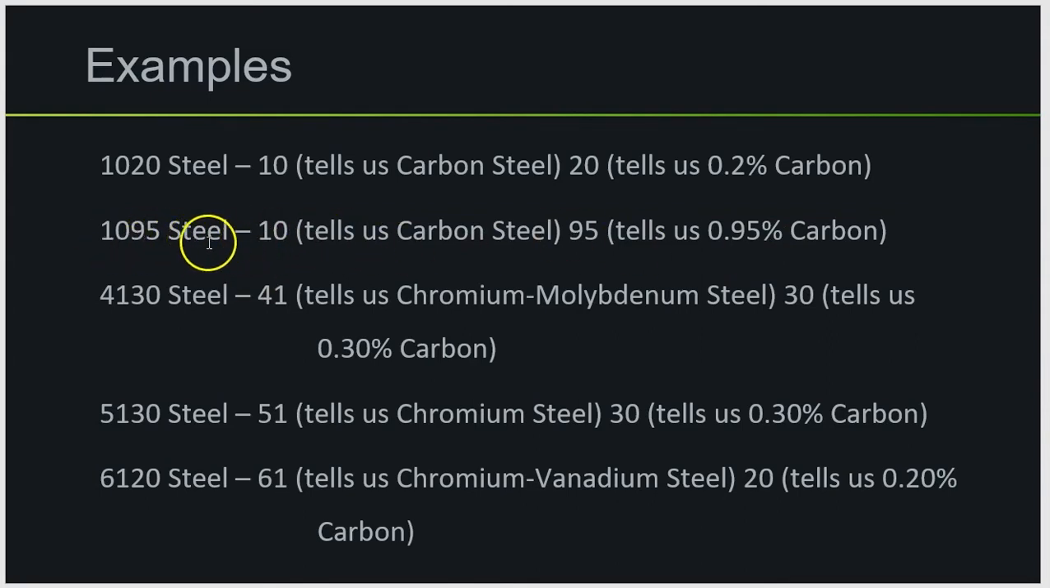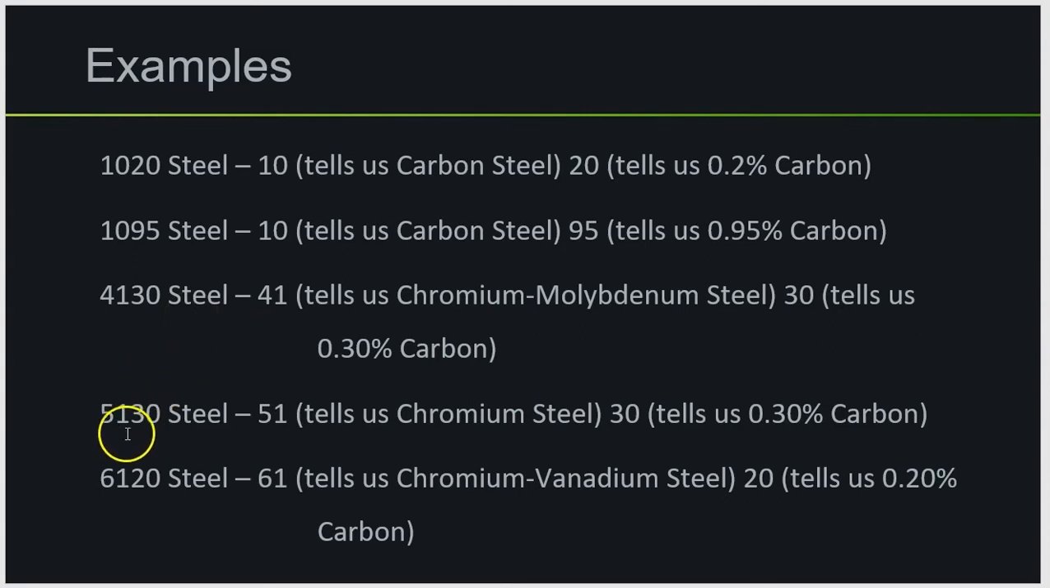And so let's move on to the next one, 4130. So on the list of classifications, 41 tells us that this is a chromium/molybdenum combination steel. So the two major alloying elements that are being added to this steel are chromium and molybdenum. Now the 30 tells us that there's 0.3% carbon. So this would be right along the edge of low carbon and medium carbon.